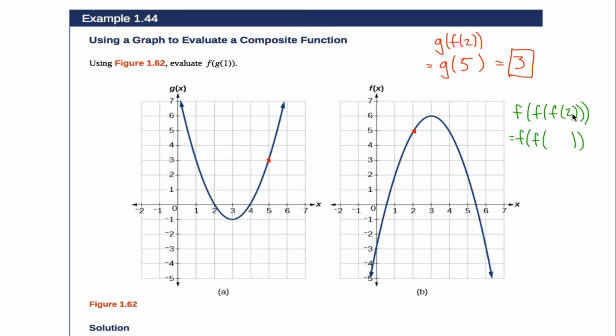So the first thing is to figure out what is f of 2, and I'll write that right here. Well, to figure out f of 2, I come over here to 2 and figure out what the height is. Looks like the height is 5. So instead of writing f of 2 right here, I'll write 5. And now I'll peel off the next layer. I'll figure out what is f of 5. Well, I can figure out f of 5. I go over here to 5 and figure out the height, and it looks like it's 2, coincidentally.